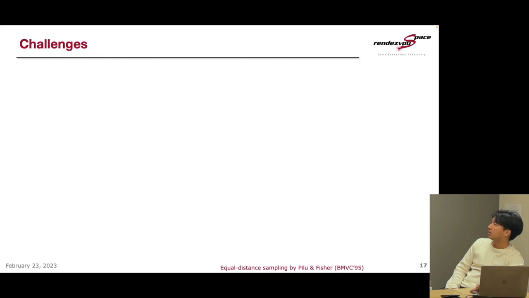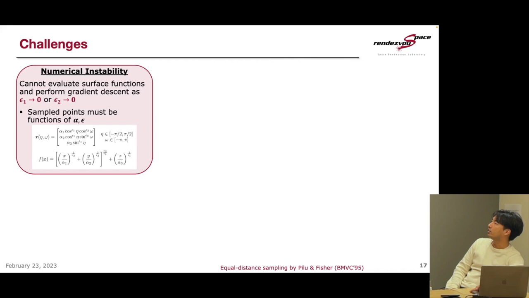Now the challenges here are, so there has been work, or multiple works, that use superquadrics for shape abstraction of unknown objects. But in terms of applying this to spacecraft, I noticed three challenges.